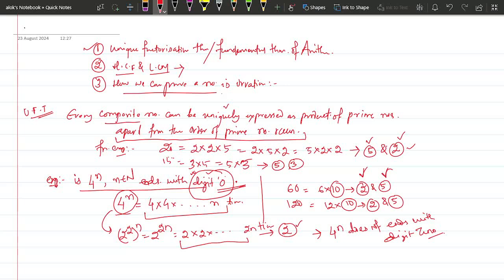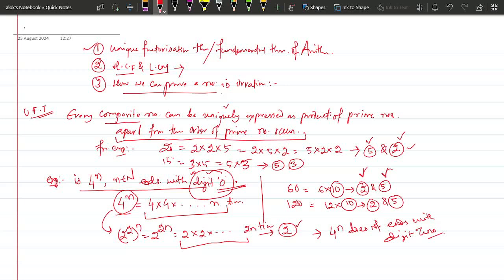This is all about the unique factorization theorem. Any composite number can be uniquely expressed as a product of primes, apart from the order in which the prime numbers occur. Any number we can express in prime factors, but those prime numbers will be unique. The position of the prime numbers may vary, but the prime numbers should be unique.